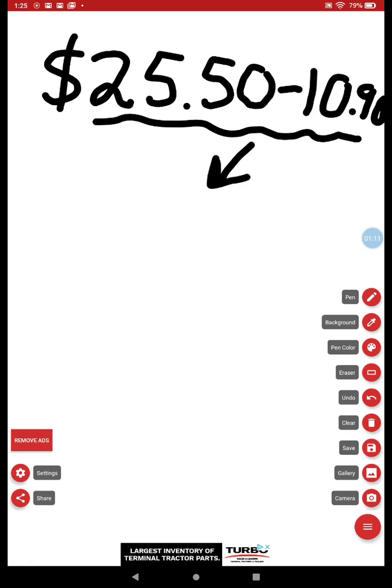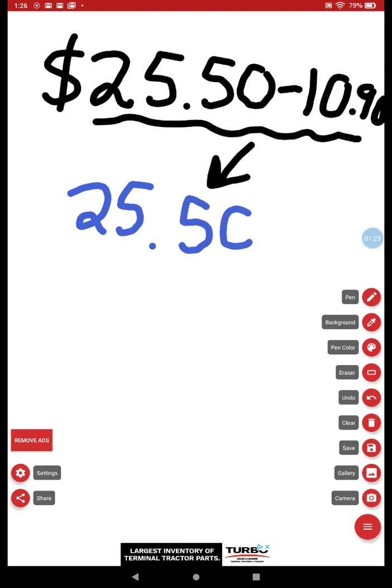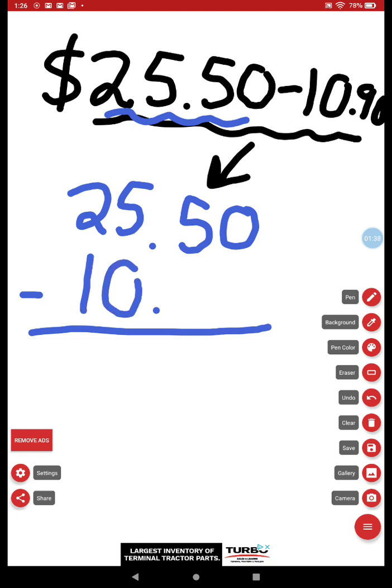And remember, what did we learn last week? What do I have to line up on? I have to line up on the decimal point. So I'm going to write 25.50 first. For subtraction, order does matter. I have to put this first number first. I write my subtraction sign, I write my equal sign. I put down the decimal point. Remember, this imaginary line, line up the decimals. And then I fill in the 10.90.